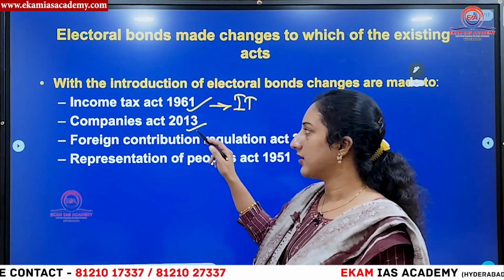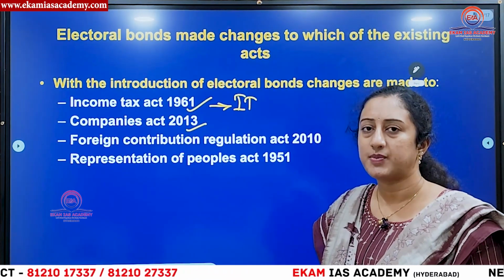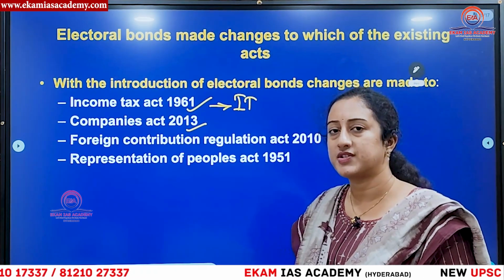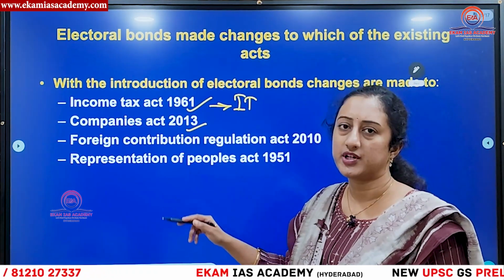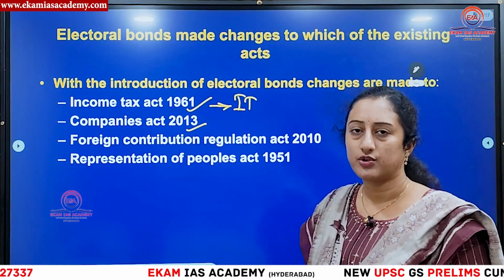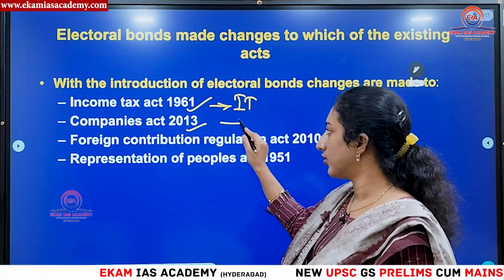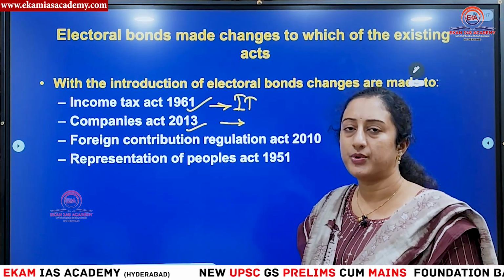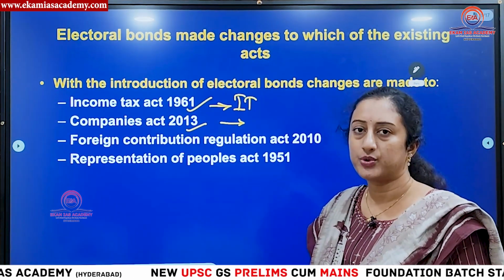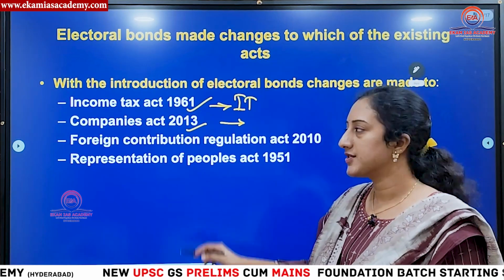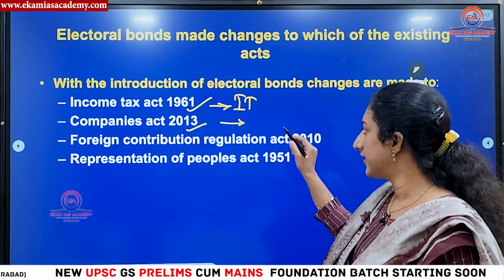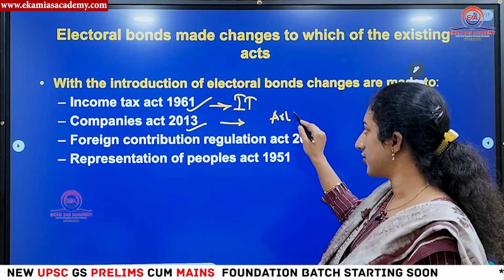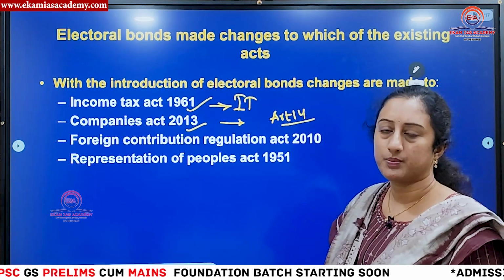Then the Companies Act. As I told you, not only individuals but companies also, incorporated or established in India, can contribute. That is why the Companies Act 2013 also got amended. Today the Supreme Court also opined that compared to individuals, more companies will be contributing and they have the capability to contribute more in terms of political funding. This is also one thing which is not good, and it is a clear violation of Article 14. That is what the Supreme Court opined today.